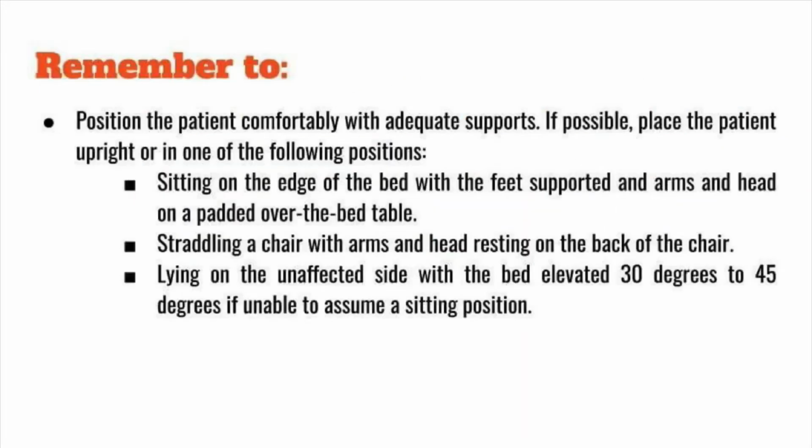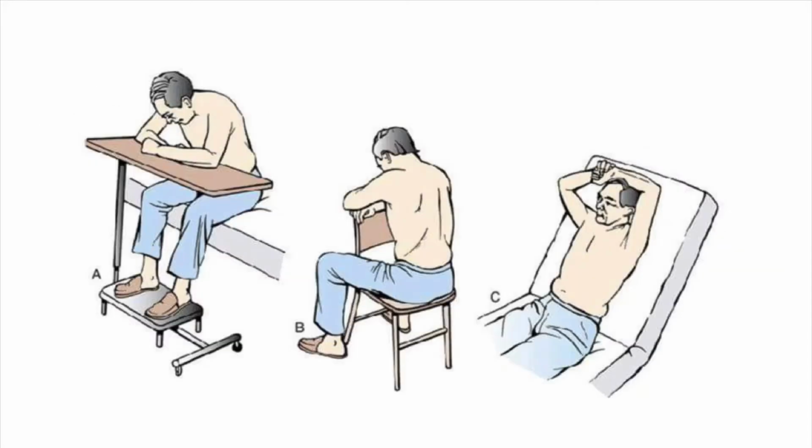One important guideline is to position the patient comfortably with adequate supports. If possible, place the patient upright or in one of the following positions: sitting on the edge of the bed with the feet supported and arms and head on a padded over-bed table, straddling a chair with arms and head resting on the back of the chair, or lying on the unaffected side with the bed elevated 30 degrees to 45 degrees if unable to assume a sitting position.